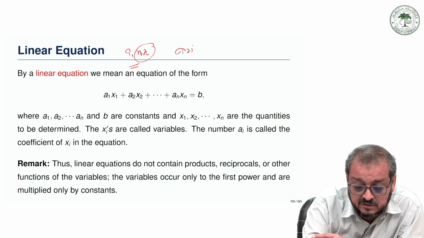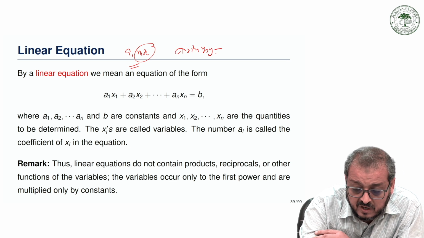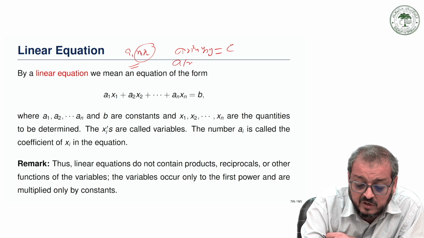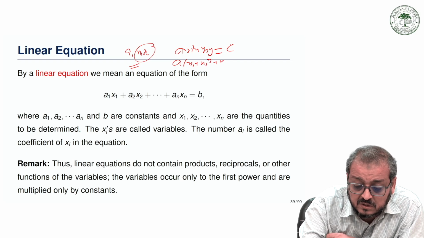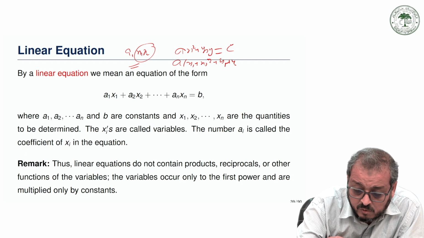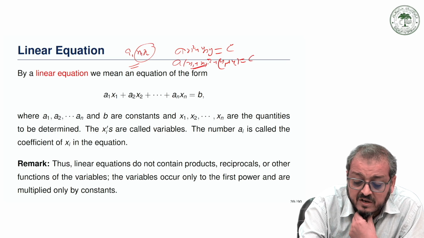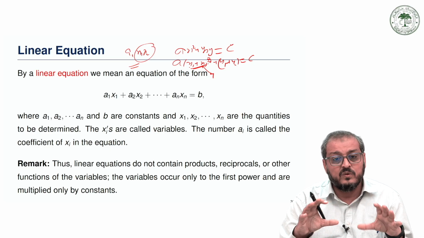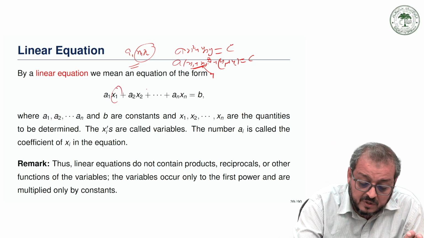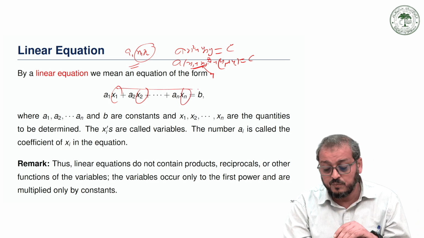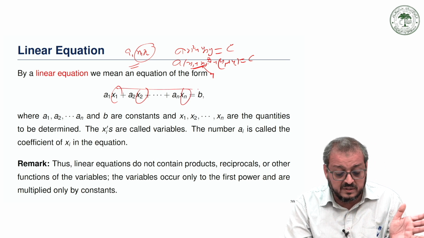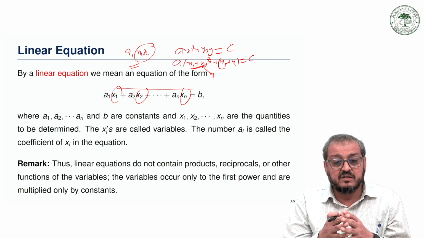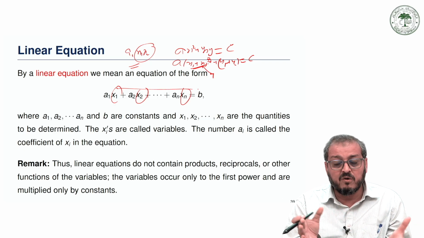For example, if we take x squared plus y is equal to some c, clearly this is not linear. Why? If we take (x1 + x2) whole squared plus y1 + y2 is equal to c, you can see the variable is squared, so this does not satisfy the linearity condition. So in a linear equation all the powers of the variables should be only 1, multiplied by a constant. A linear equation does not contain products, reciprocals or other functions.